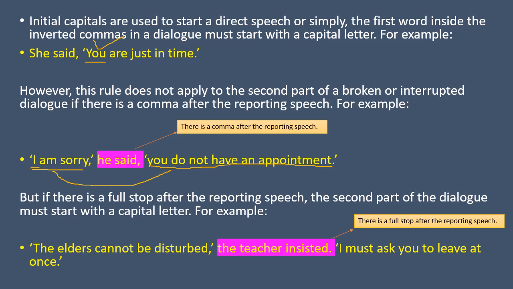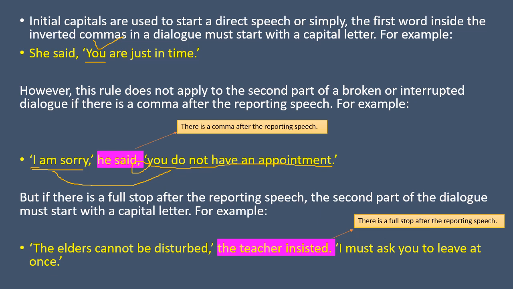Alright, so if it is used here inside a sentence, then the first letter of the first bit would be capital, but the second one will not be capital if there is a comma here. Okay, because we are going to talk about a different case where we have a full stop here. Now this is one dialogue, one speech by one person.